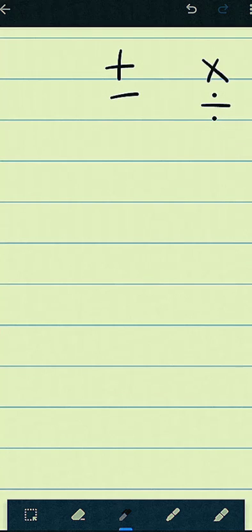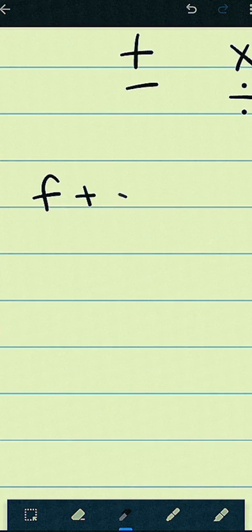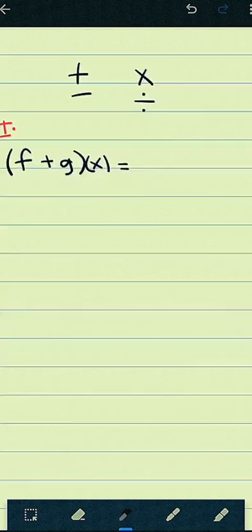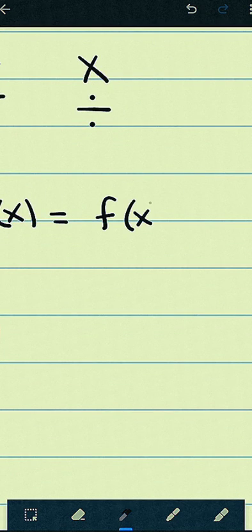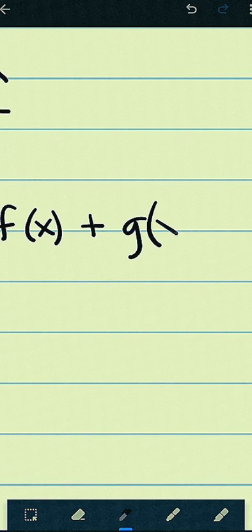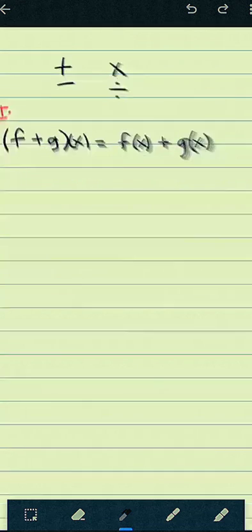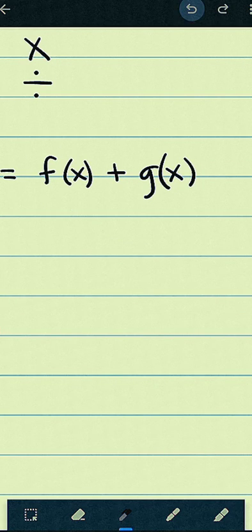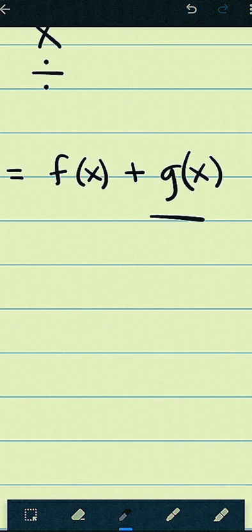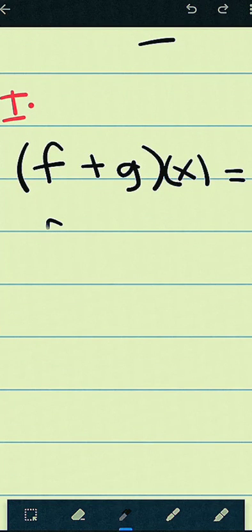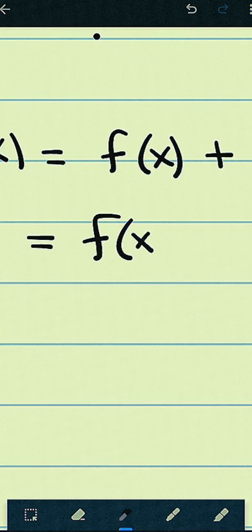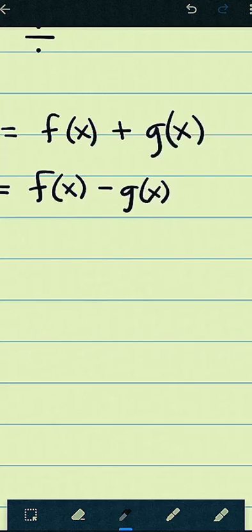Whenever you see f plus g of x, this is the first case. All you need to know is that this is equal to adding the first function to the second function, which is g of x. So f plus g of x is equal to f of x plus g of x, first function plus second function. The same is true with f minus g of x, because that's f of x minus g of x. The only thing that changed here is the sign.